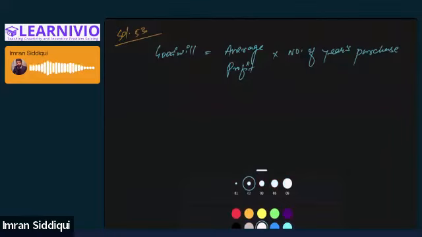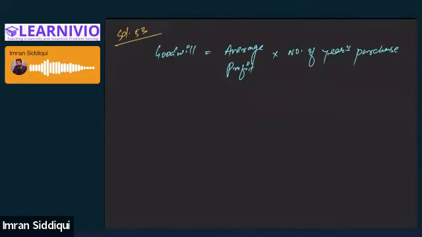Right now, to find out the average profit, we'll apply this formula. Total profit of 3 years, right? We need to find out the average profit of the last 3 years, no? So 3 years average profit. So total profit of 3 years, divided, we'll divide that by 3 years.